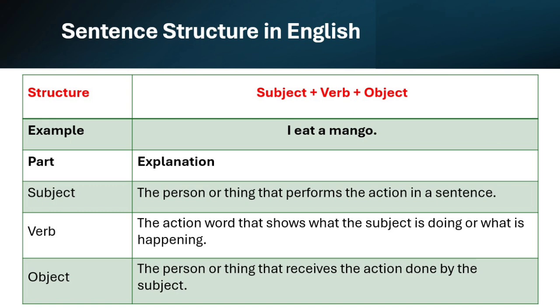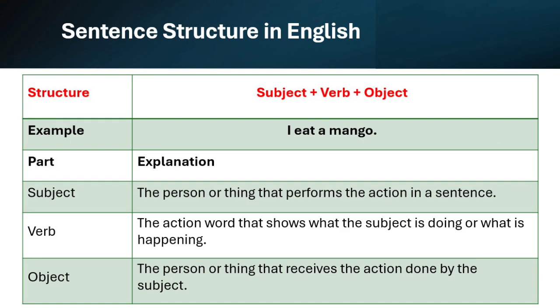If you see their description, subject is the person or thing that performs an action in a sentence. In grammatical terms, subject can be a noun or pronoun. Coming to the verb, verb is an action word that shows what the subject is doing or what is happening. Now let's see what is an object. The object is the person or the thing that receives the action done by the subject. Here you should understand what is the subject, what is a verb and what is an object.